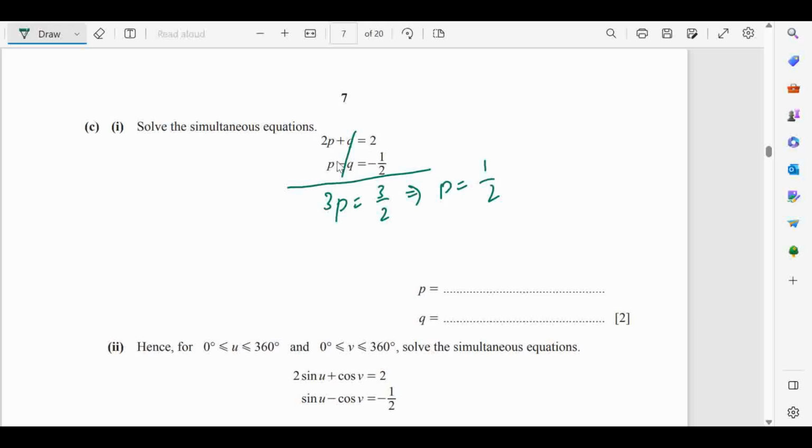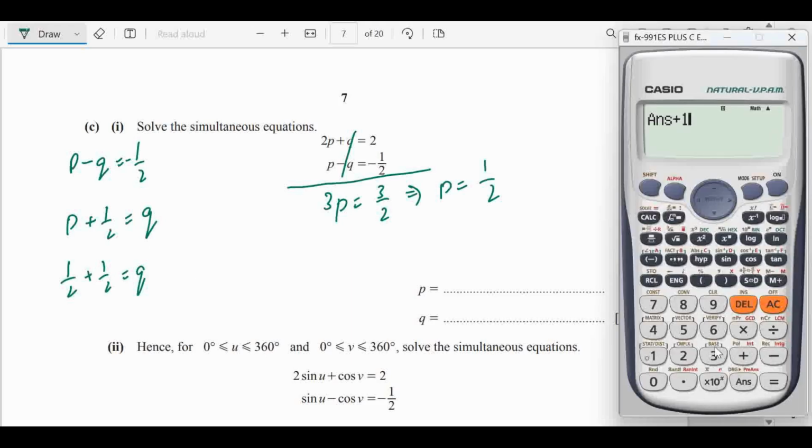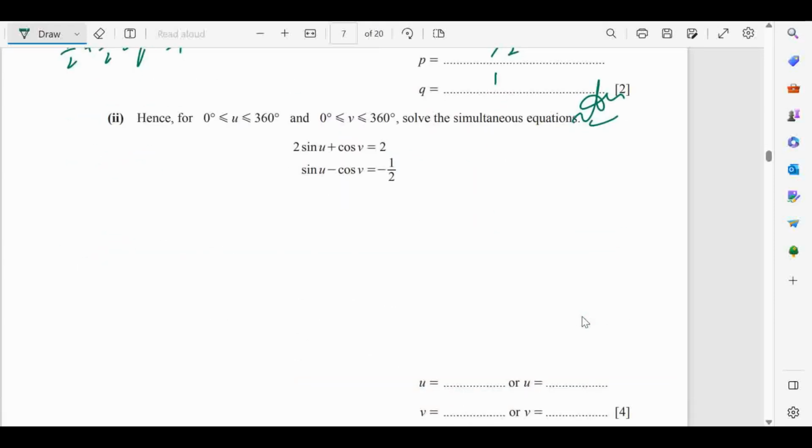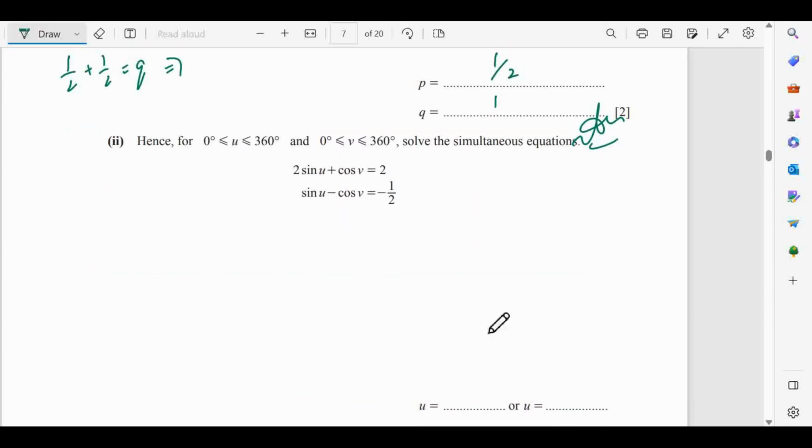Now let's put it in any of the equations. So let's put it in the second one. So p minus q is equal to minus 1 by 2. So if we change the positions, p plus 1 by 2 will be equal to q. So 1 by 2 plus 1 by 2 is equal to q. So this must be equal to 1 divided by 2, this must be equal to 1. So q will be equal to 1 and p will be equal to 1 by 2. So this will be the final answer. Let's move to the second part.